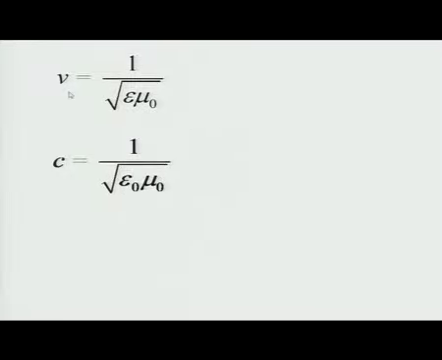So, this is the velocity. If I have a dielectric which is characterized by the dielectric permittivity epsilon, then the velocity of electromagnetic waves is given by this, and the velocity of light in free space is given by this. So, the refractive index of the medium, which is given by c by v, is the square root of epsilon by epsilon naught.